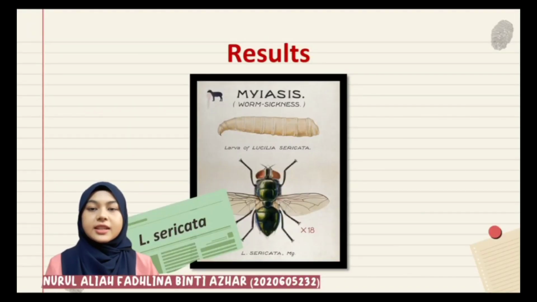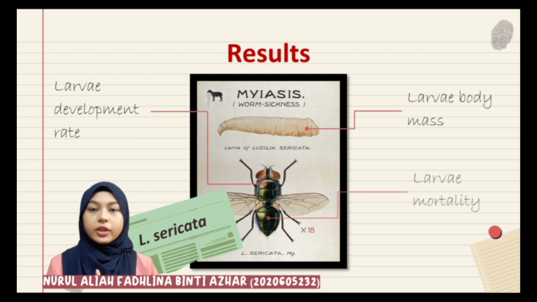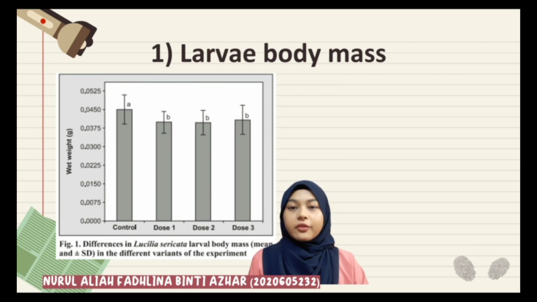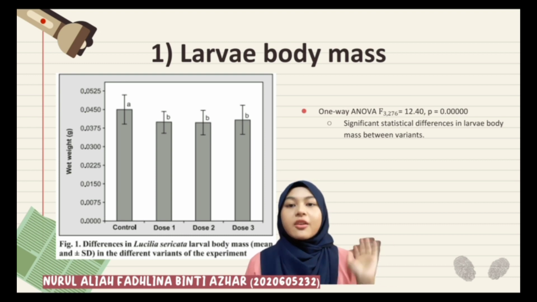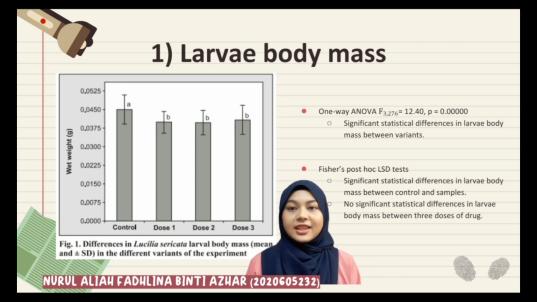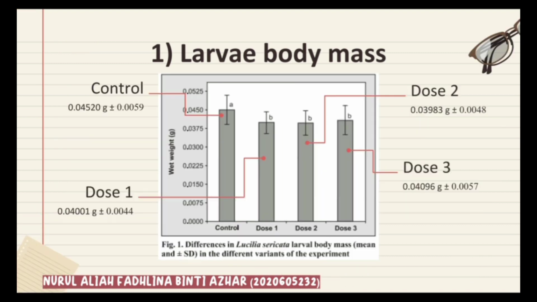The findings in this study were based on the larvae body mass, larvae development rate, and larvae mortality. Based on larvae body mass, one-way ANOVA was used and the result showed there are significant statistical differences in larvae body mass between variants. Fisher's post-hoc LSD tests were used and there are significant statistical differences in larvae body mass between control and samples, whereas no significant statistical differences were found between the 3 doses of the drug.